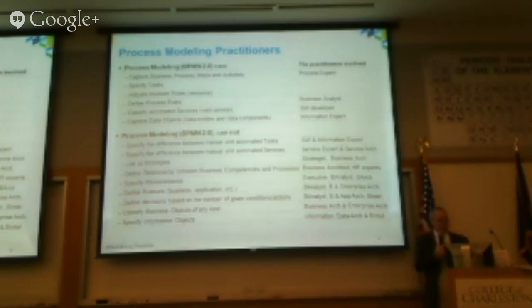You also want to be able to define relationships between business competencies and processes and report on those things. There's no concept of that. Measurements, rule sets, the wide range of things, and the wide range of personas that go unserved by BPMN 2.0 out of the box, even though it's a great standard.